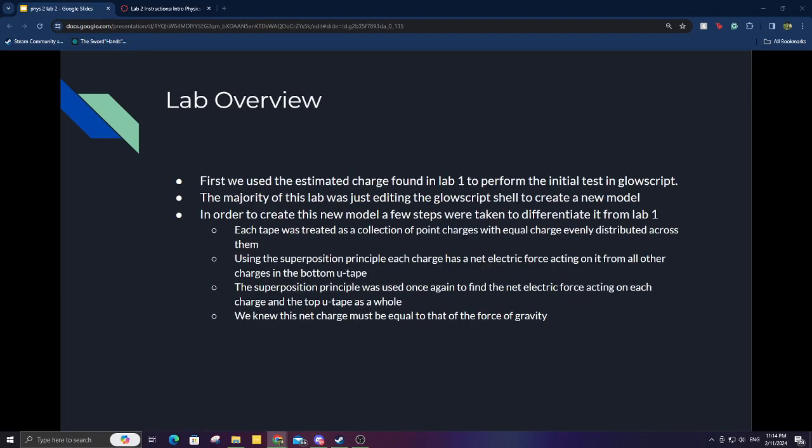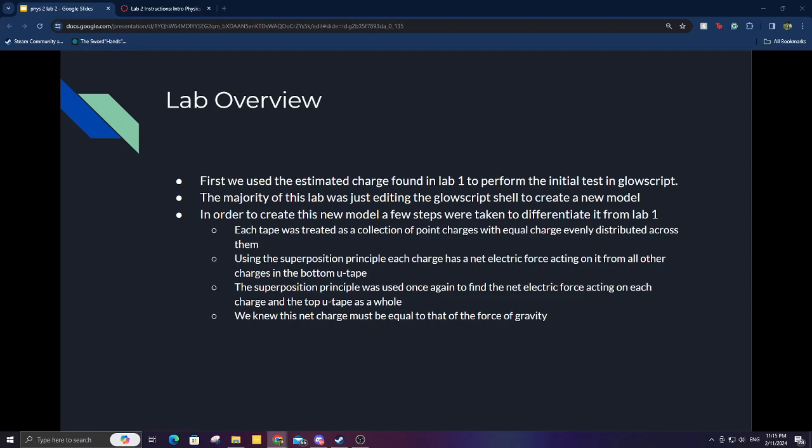I'll now go over how the lab was actually performed. So first, I started with the GlowScript. First I started with the charge that I found in Lab 1 and used that as my predicted charge in GlowScript. And then next I began filling out the GlowScript shell when applicable. One of the most important pieces was identifying the system as the upper tape and the surroundings affecting it. And this would be the lower tape approximately 0.012 meters away and the force of gravity.